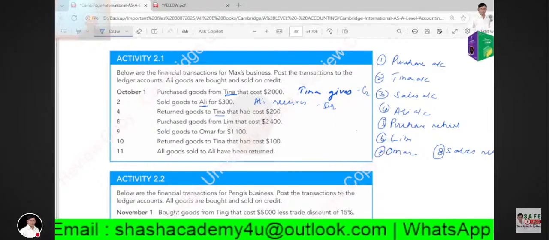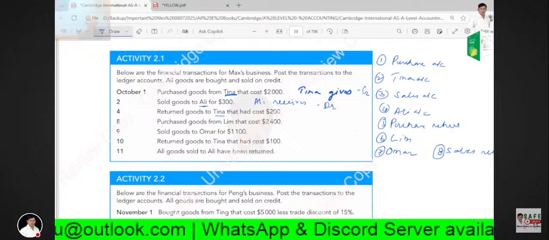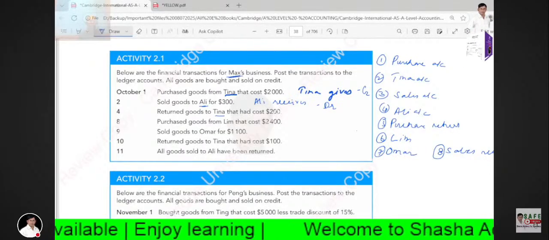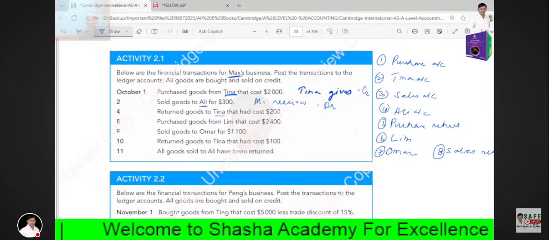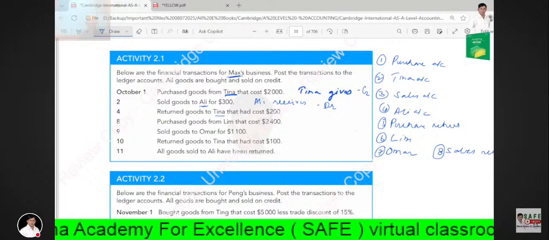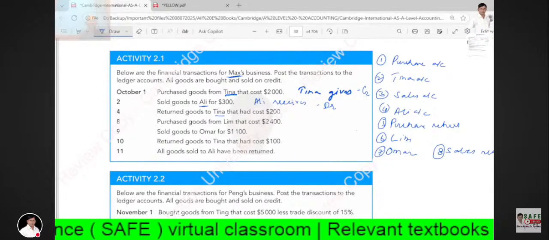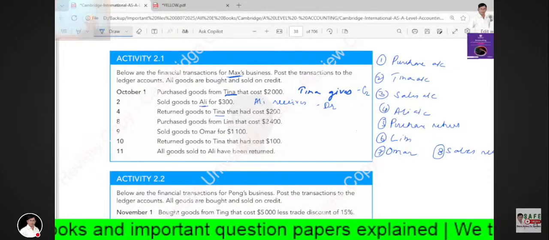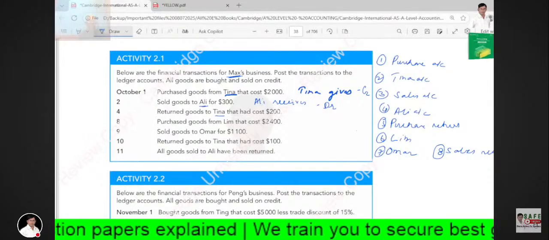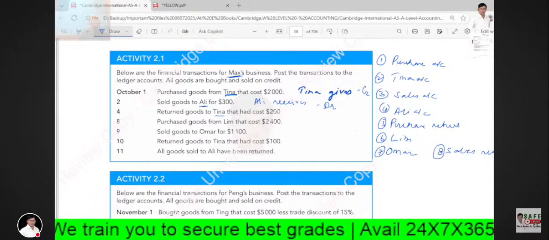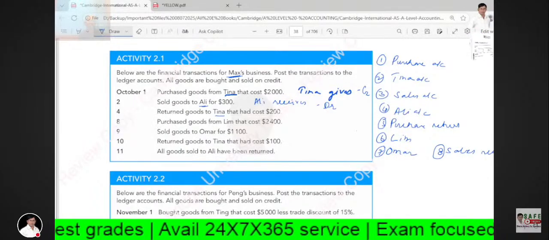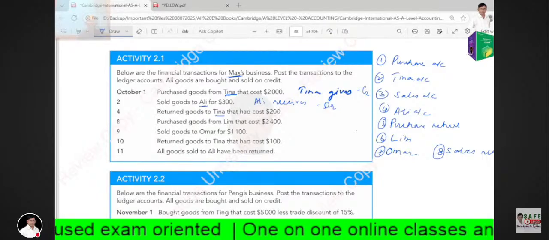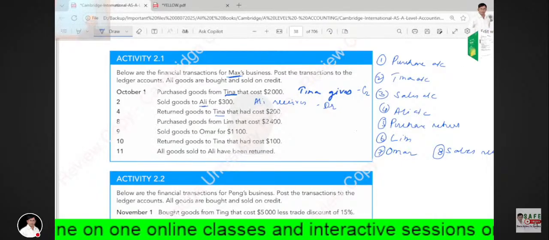They get confused. They think from the point of view of the business, what Max is doing, whether Max is giving, Max is receiving, or something like that. No, actually, you have to see what position Tina is in. So Tina gives, Ali receives. This is very important. Now it is clear to you, so everything is easy. Then the entry is complete. Next.